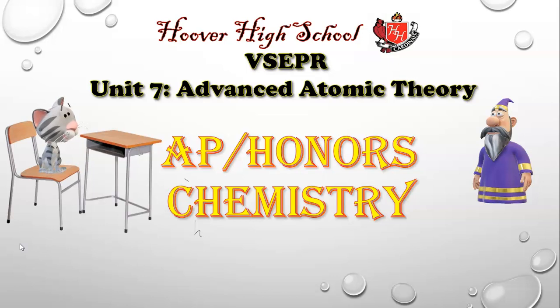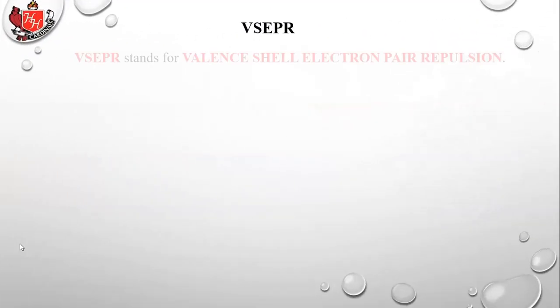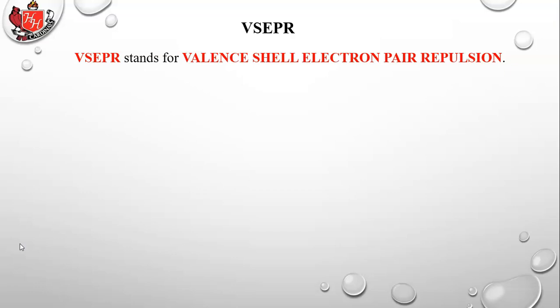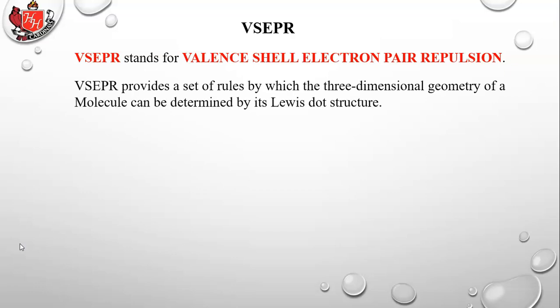Chemistry, we're moving on to a new topic: VSEPR. VSEPR, often said "vesper," stands for valence shell electron pair repulsion. VSEPR provides a set of rules by which the three-dimensional geometry of a molecule can be determined by its Lewis dot structure.